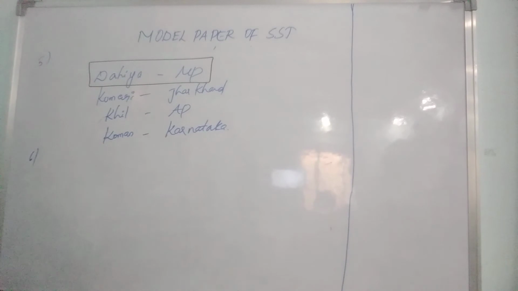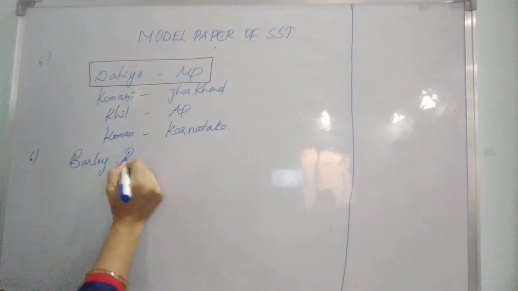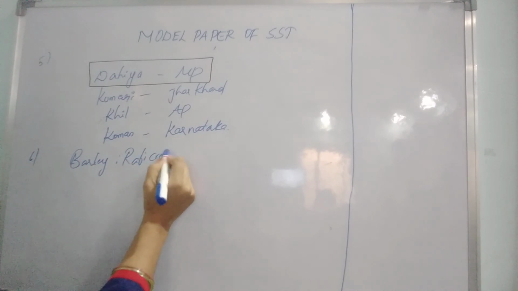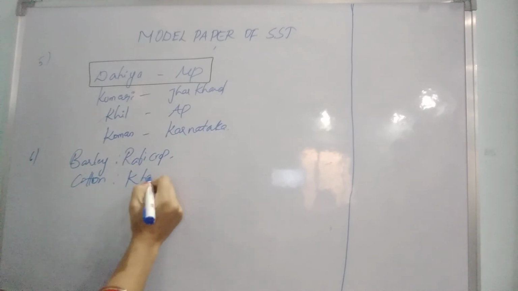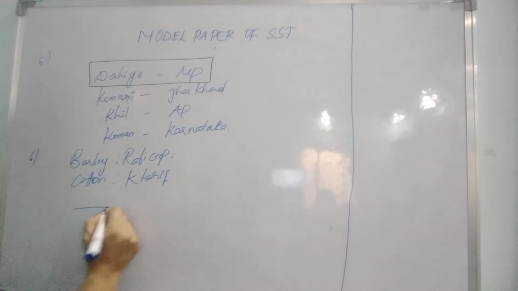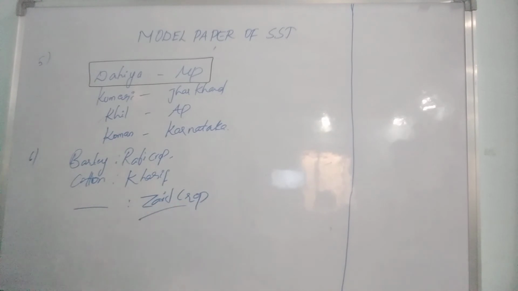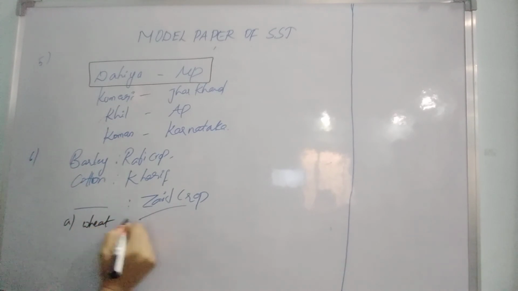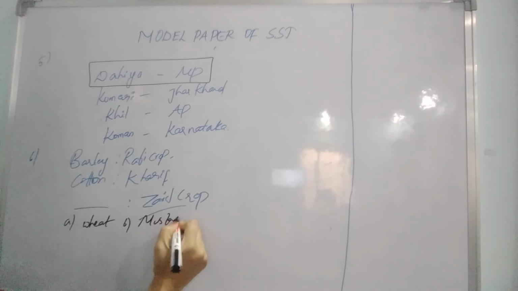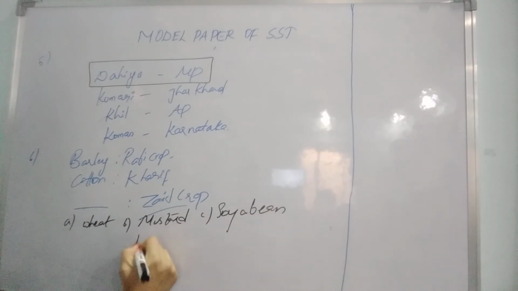Now sixth question is, fill in the blanks. Barley is a Rabi crop and cotton is Kharif. Dash is Zaid. In this Zaid, our options are wheat, mustard, soya bean, and last, cucumber.